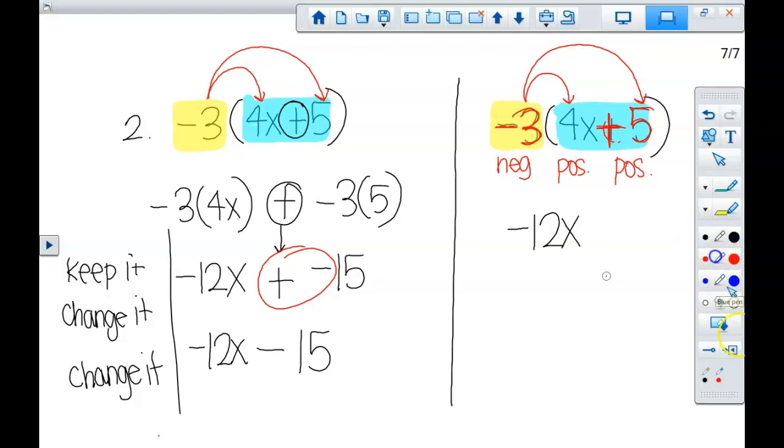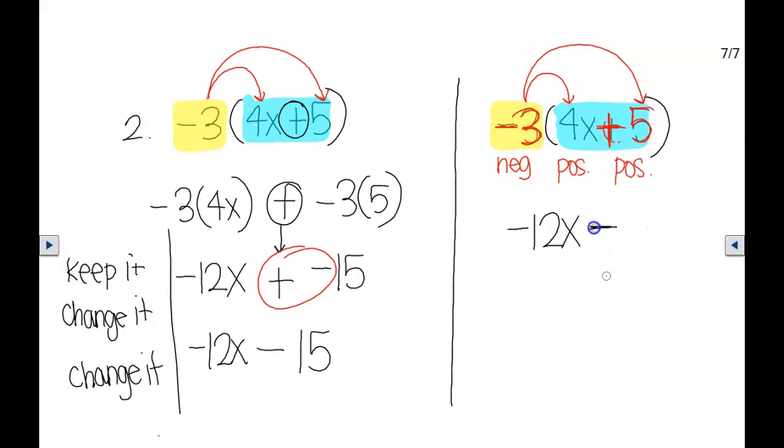Negative 3 times positive 5 is negative 15. So when I come down here to write that down, I'm going to put a minus because it's negative, and then I'm going to put my 15.